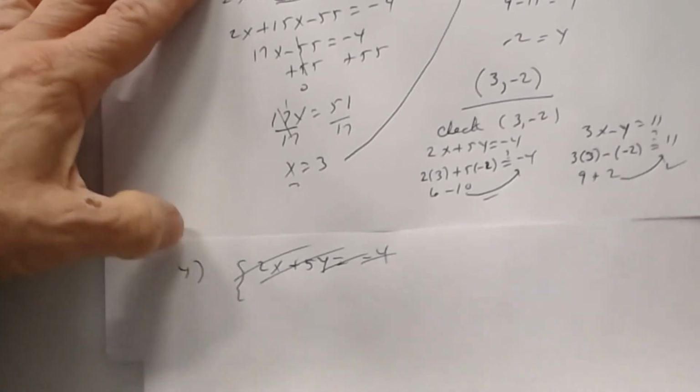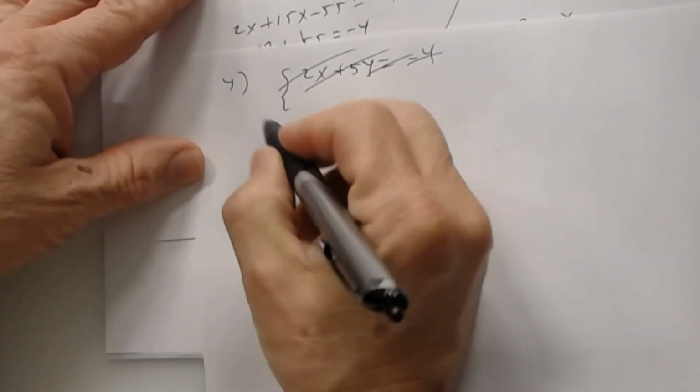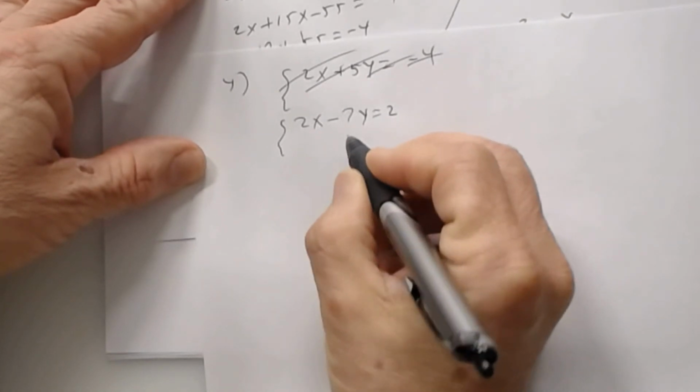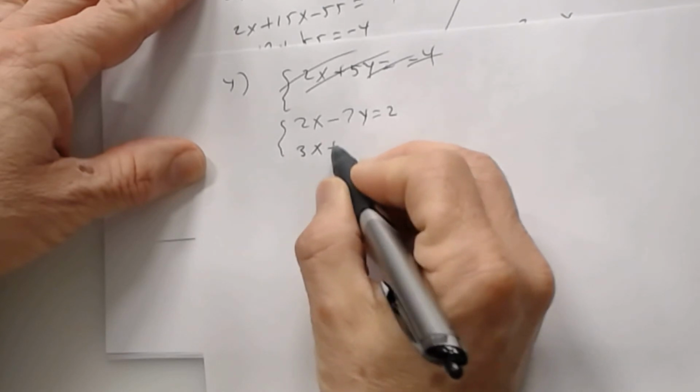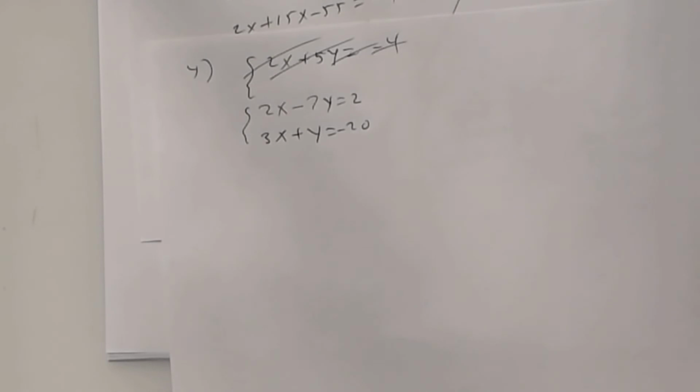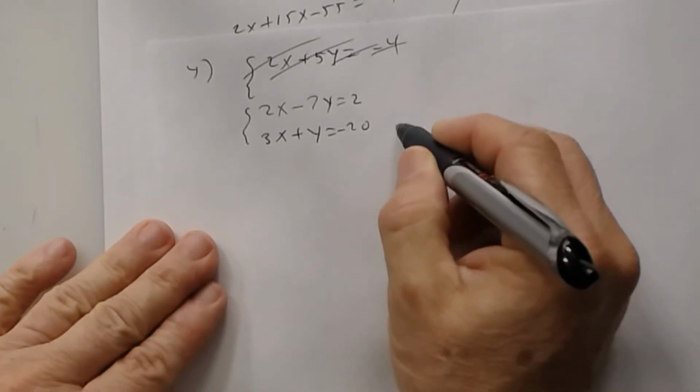All right, let's do this one. 2x minus 7y equals 2. 3x plus y equals -20. So let's do that. And that should be the last one because I think you have the idea for substitution. Which equation should all of us choose? The second one. Because there you can easily get y by itself. So let's take the second one.